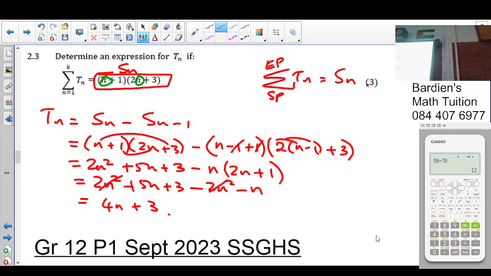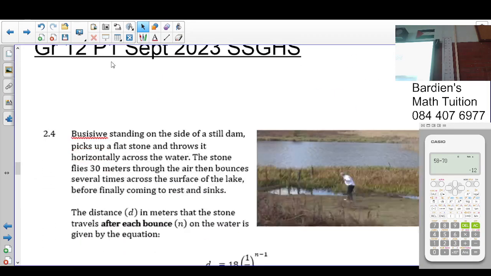Otherwise, what you could have done was work out the sum of 3 terms or 4 terms. Then you subtract, and you get T1, T2, T3, and then work out the general term. Let's go to the next question.